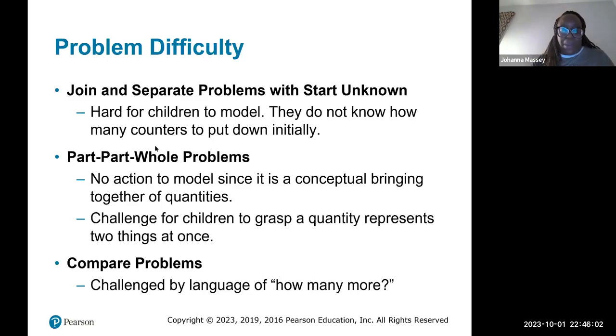Compare problems. The challenge is the language: how many more one has than the other. When somebody says how many more, initially they think of it as adding. However, when I say how many more one has than the other, then I'm comparing, and that leads to subtraction.